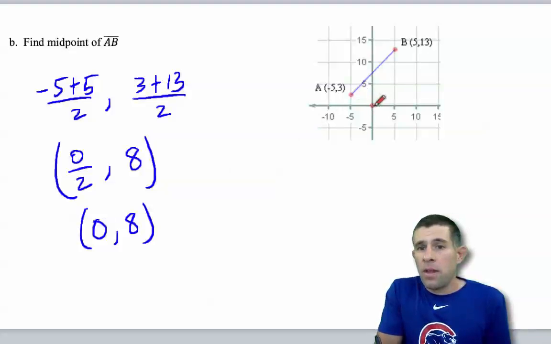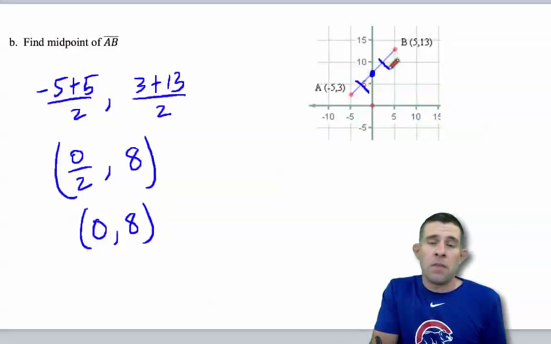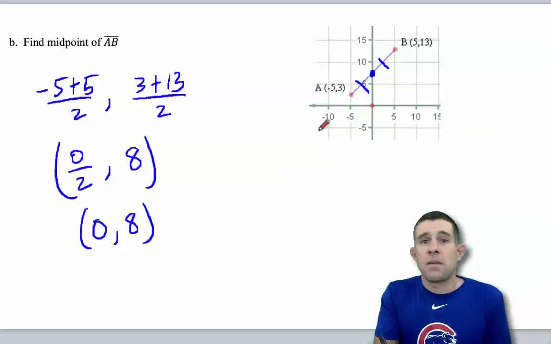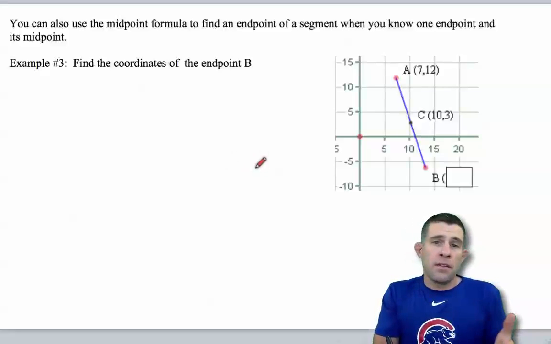And if we go ahead and plot that 0 over and 8 up, again, it looks like that should be our midpoint, breaking segment AB up into two smaller congruent segments. All right, moving on to our next examples.